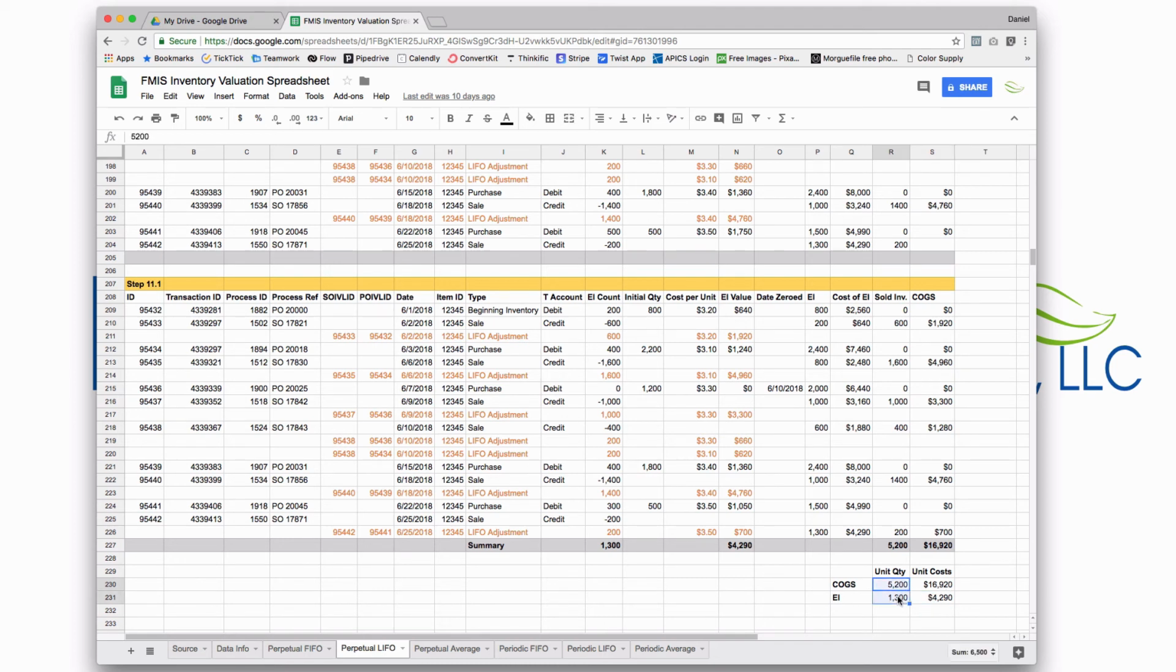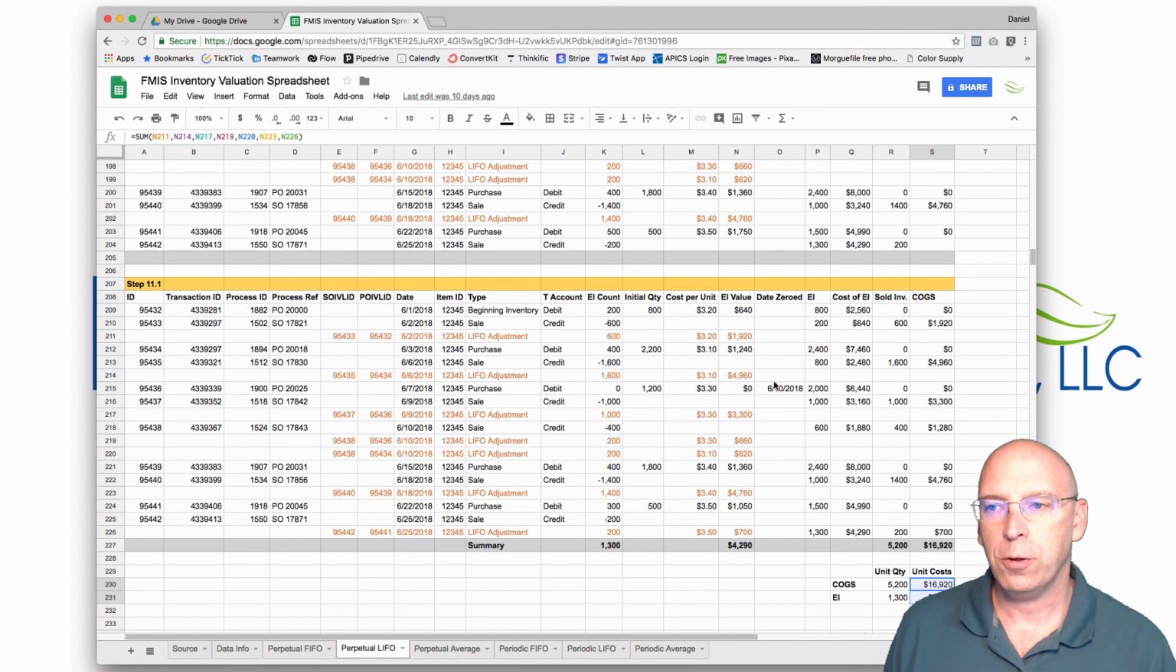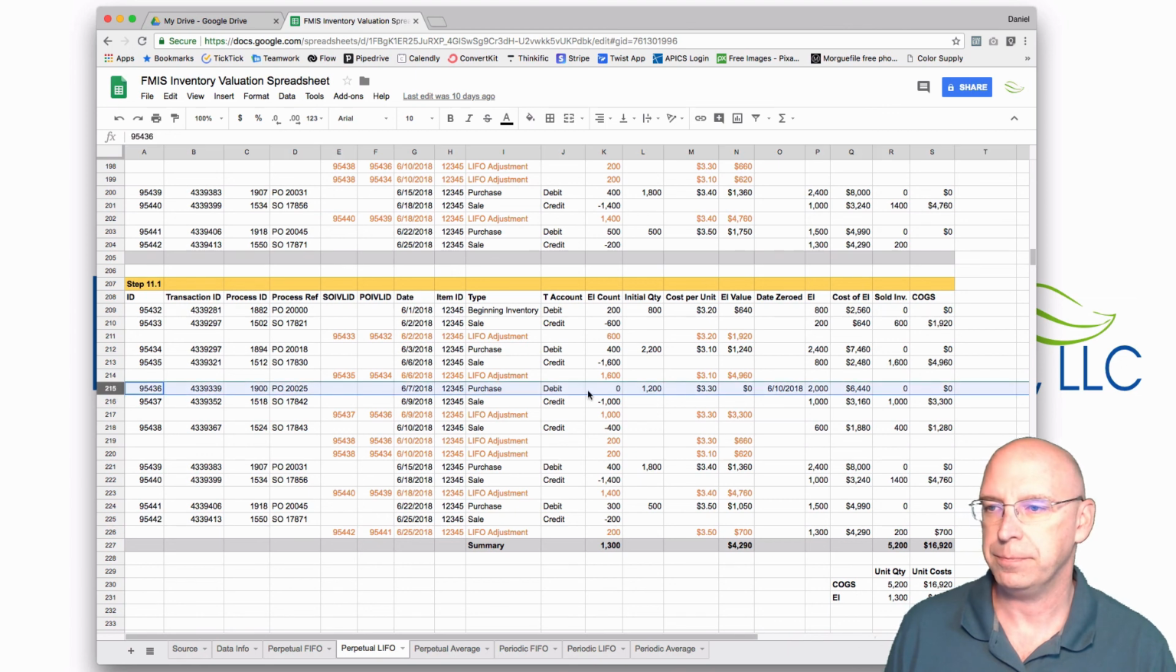The unit quantity will be the same in FIFO and LIFO. The number of units we have and we sold will be the same. The monetary values for those, cost of goods sold and ending inventory, will be different. In LIFO, in this example, the only line that we zeroed out was this line, and previous lines still have items at that cost.